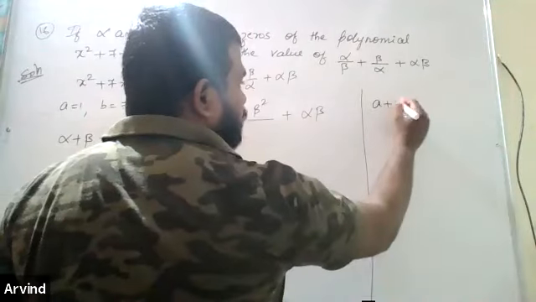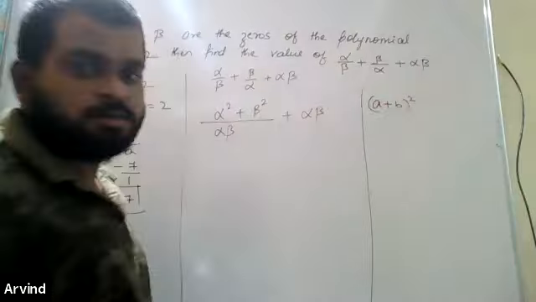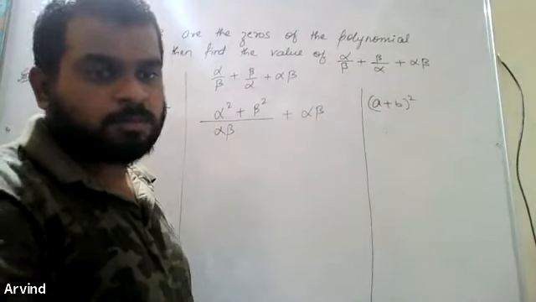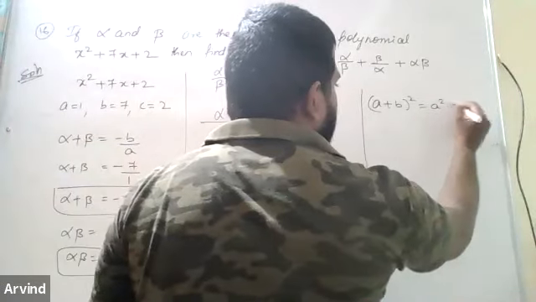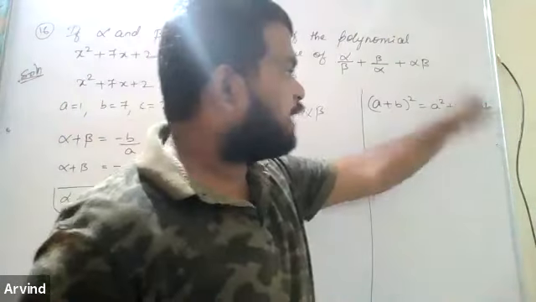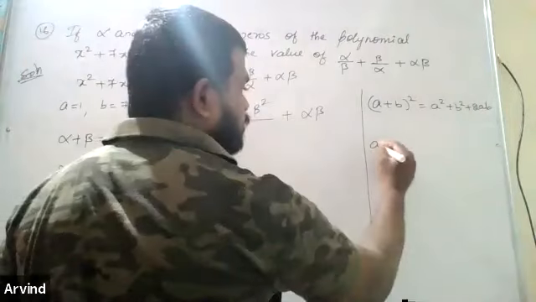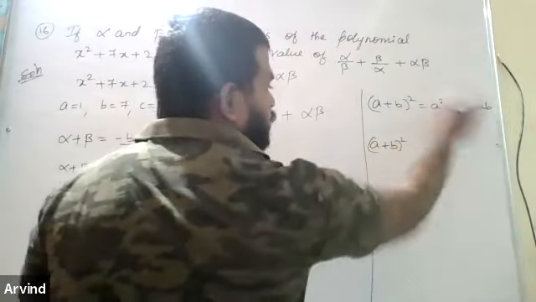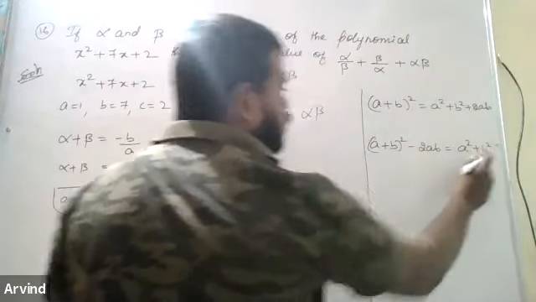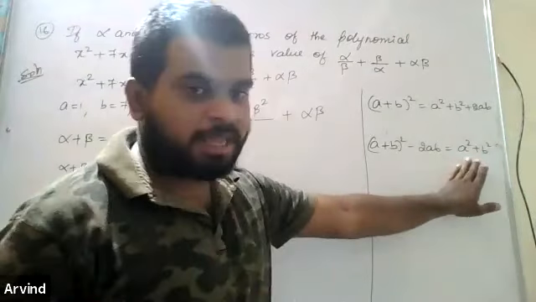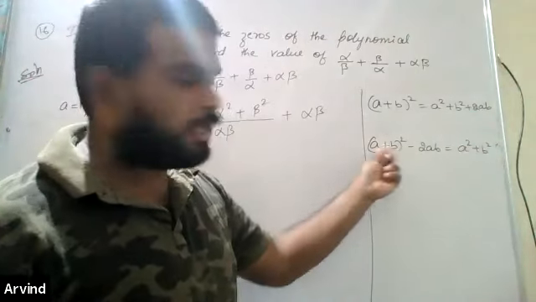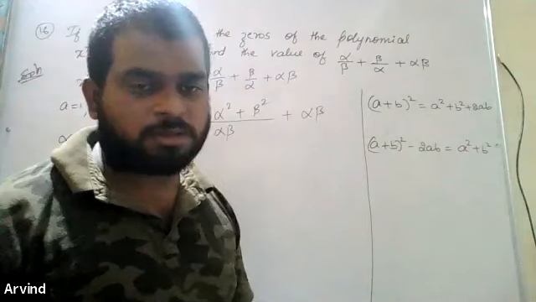Everyone knows this formula, a plus b whole square. Yes, everyone knows this formula. What is a plus b whole square? A square plus b square plus 2ab. Okay? I'll send this 2ab to the left hand side. So a plus b whole square, when plus 2ab comes to this side, what happens? It becomes minus 2ab. So what remains on this side? A square plus b square. So what I'm trying to tell is, can we write this a square plus b square in this way, a plus b whole square minus 2ab? Do you agree with me?